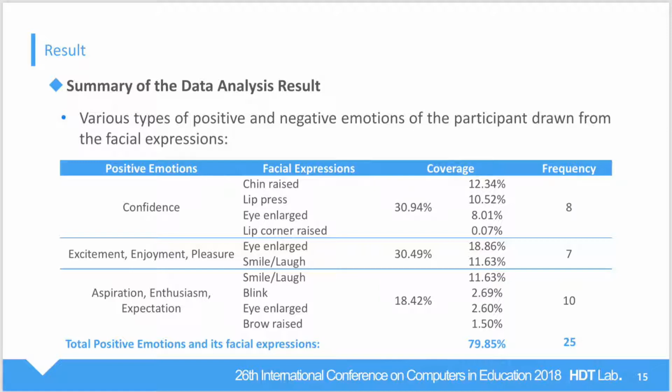Firstly, we categorized the positive emotions into 3 groups as shown in the table, based on the similarity of the facial expressions. The positive emotions were shown longer and more frequently. The total positive emotion facial expressions take about 80% of the total academic emotions. The facial expressions that explain positive emotions are eye enlarged, smile, and laugh, lip press, chin raised, lip corner raised, blink, and brow raised.